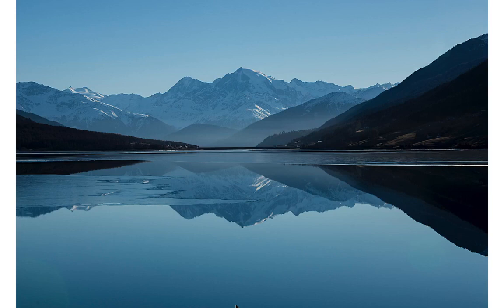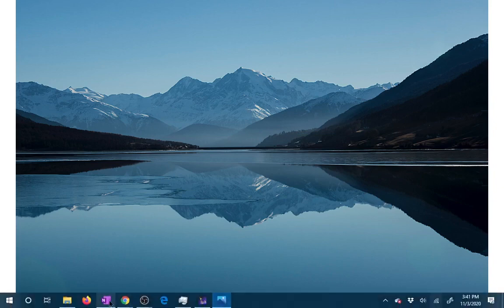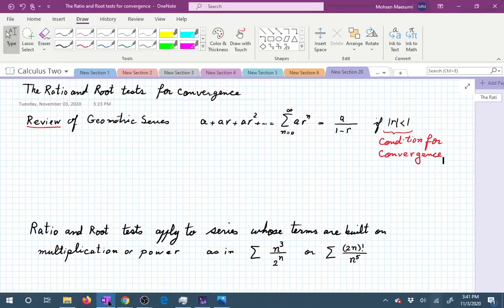Today we are going to continue our conversation about infinite series, and we are going to look at two other methods for determining convergence, and these are called the ratio and the root test. Let's go ahead, take a look at this quick and interesting topic.